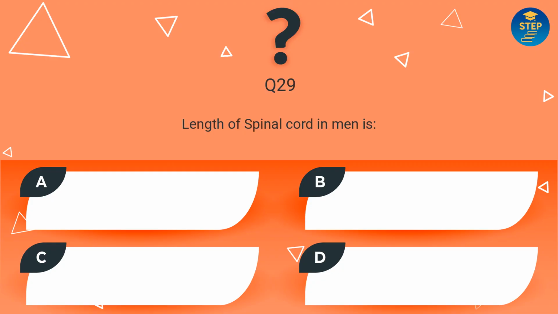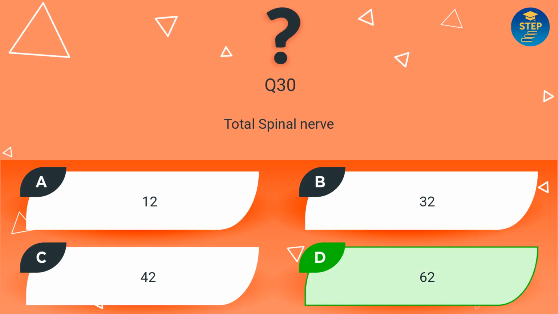Length of spinal cord in man is 45 centimeters, 25 centimeters, 1.5 meters, 6 meters. Answer is 45 centimeters. Total spinal nerves: 12, 32, 42, 62. Answer is 62.